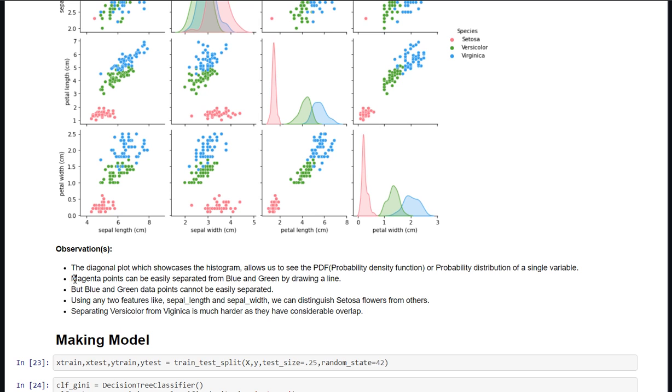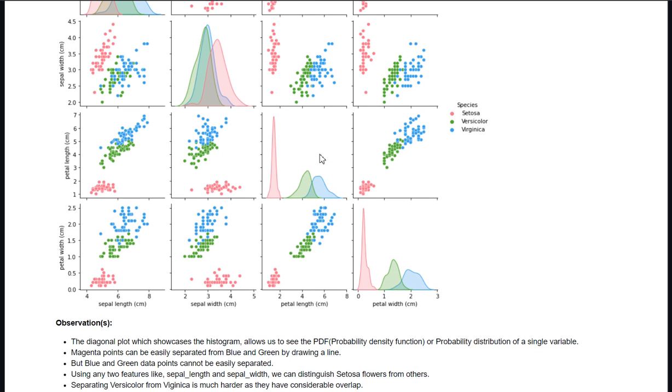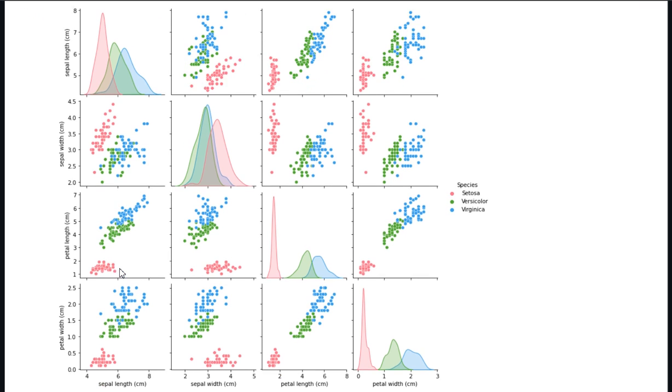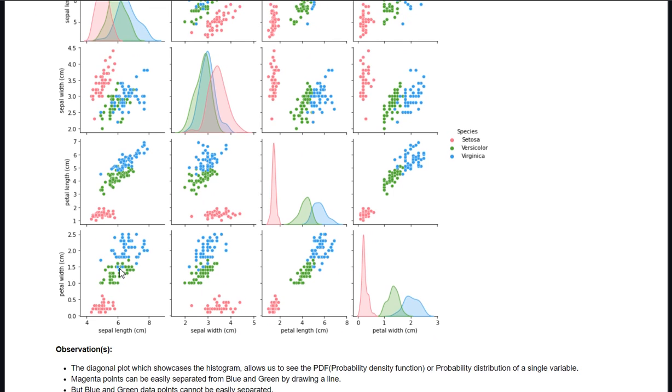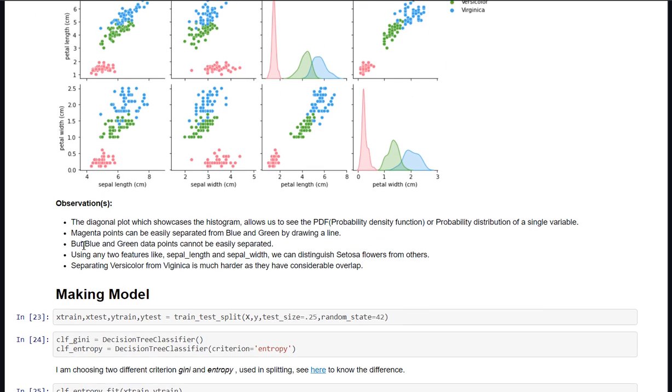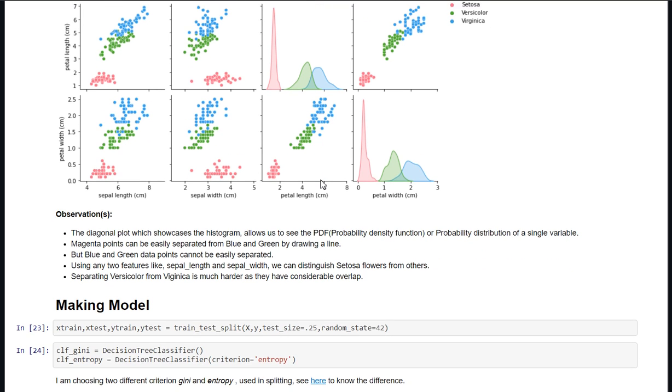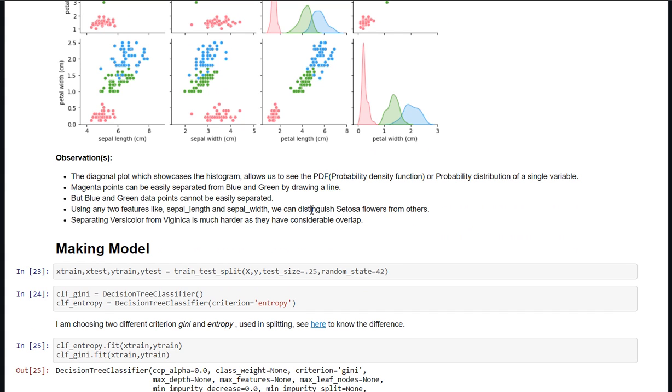The next observation is that magenta points can be easily separated from blue and green by drawing a line. In all the graphs we can see clearly that the magenta one, or we can say the Setosa, is clearly separable, and the blue, it means the Virginica and the Versicolor, are not that easy to separate, or we cannot distinguish between them.